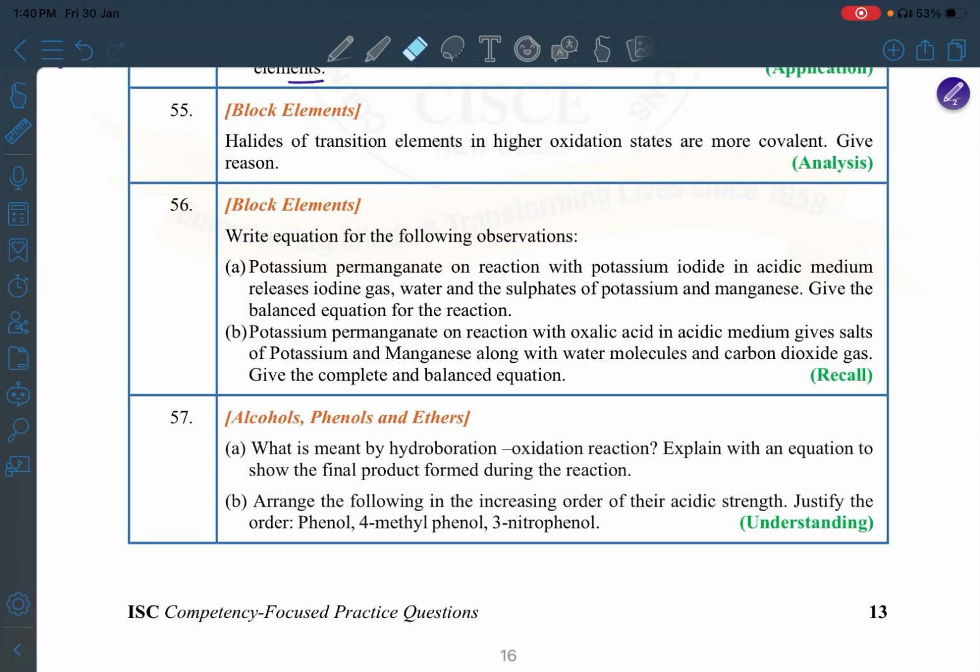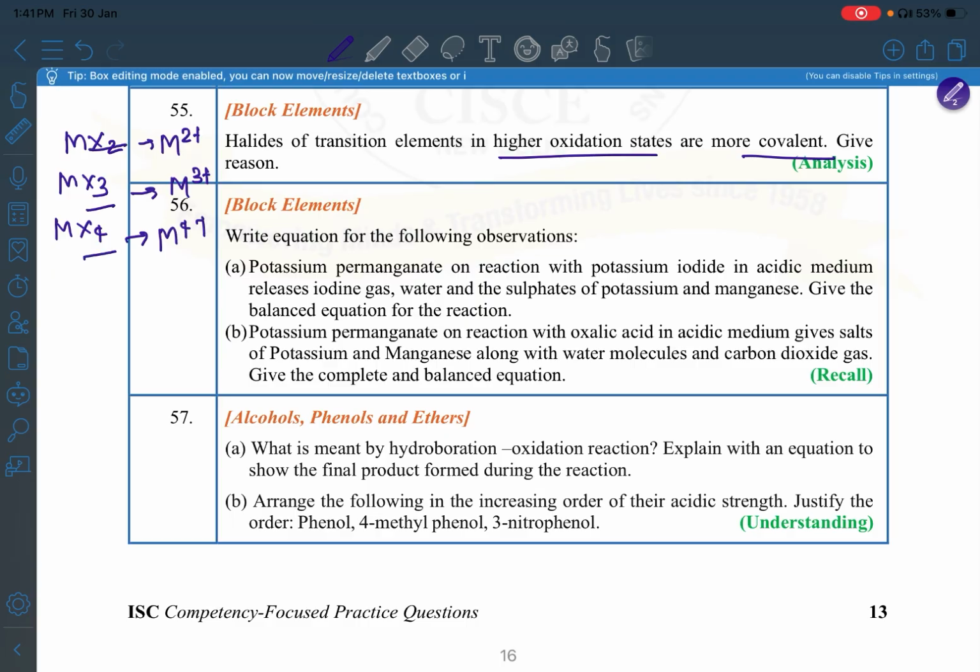Okay, now question number 55: highlights of transition elements in higher oxidation states are more covalent. If I take a transition metal M and form halides like MX2, MX3, MX4, the oxidation state of the metal is M2+, M3+, M4+. These are the higher halides, where the oxidation state is 4.